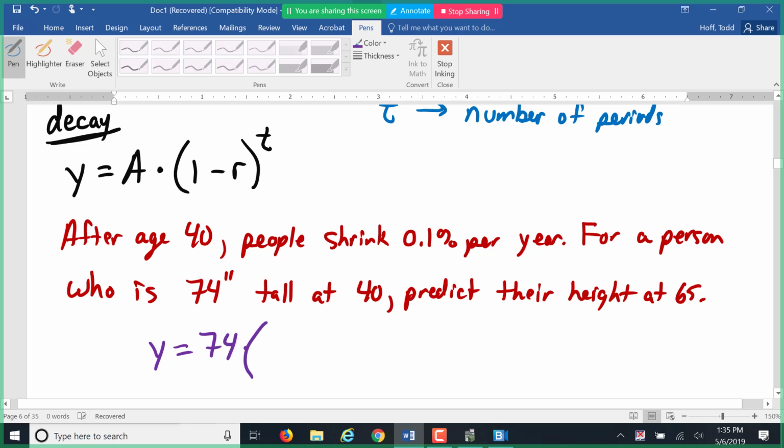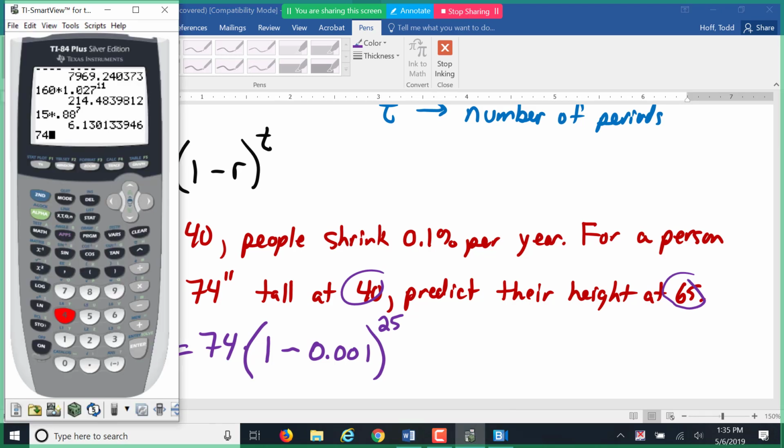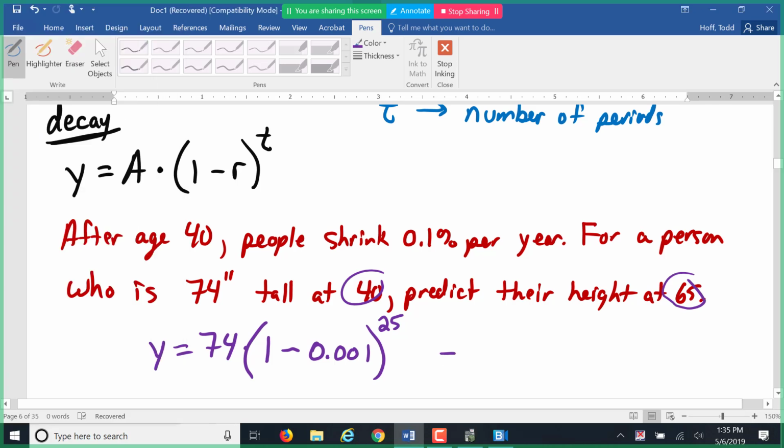So our initial amount is 74 times 1, is it plus or minus? Minus, because this is decay, and 0.1% will be 0.001. Then that's going to be to the power of, from 40 to 65 is 25 years. So 74 times, parentheses, 1 minus 0.001, close parentheses, to the power of 25, we get 72.17 inches.